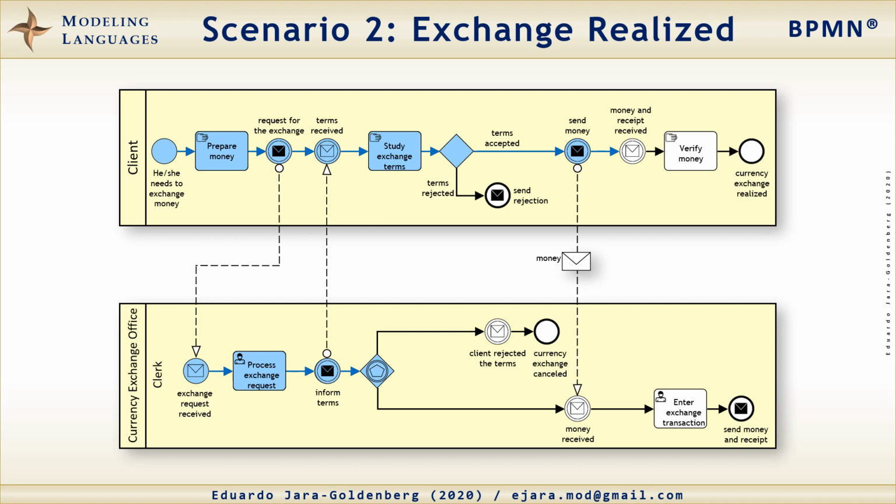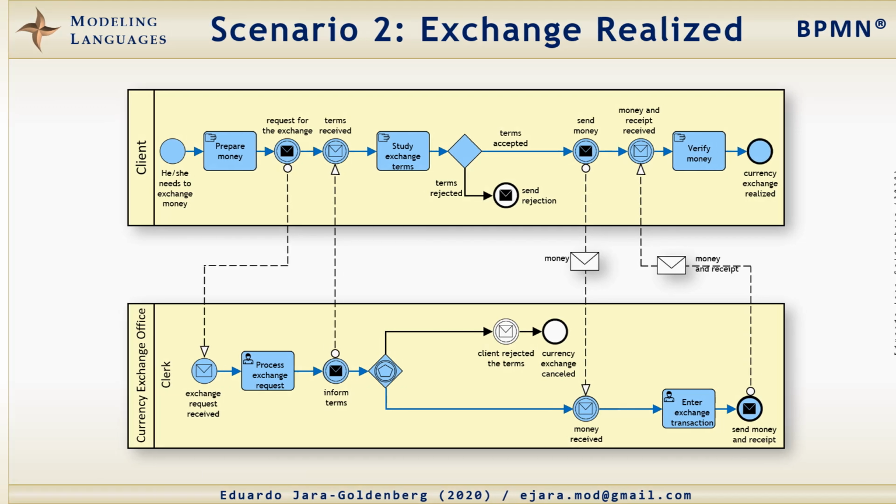The clerk, who is waiting for the client's decision, receives the money, and proceeds to register the transaction using a user task. Then, he hands over the money, and the receipt, to the client. With this action, the currency exchange office's process ends. The client was waiting for a message. When it arrives, he proceeds to carry out a manual task. After verifying that all is correct, the client's process ends.